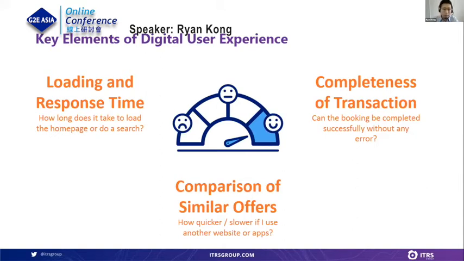Third is the comparison of similar offers. There are so many competitors and different types of offers nowadays that are easy to access on the internet. So we found that customer loyalty is actually not as high as before. If the customer finds that your platform is slower or actually has more issues than others, it is quite likely that they will stop buying from you.